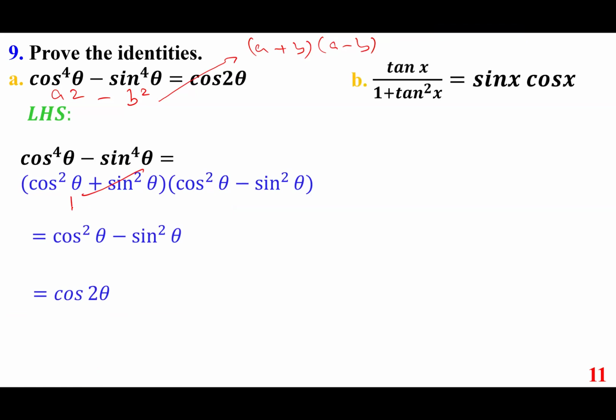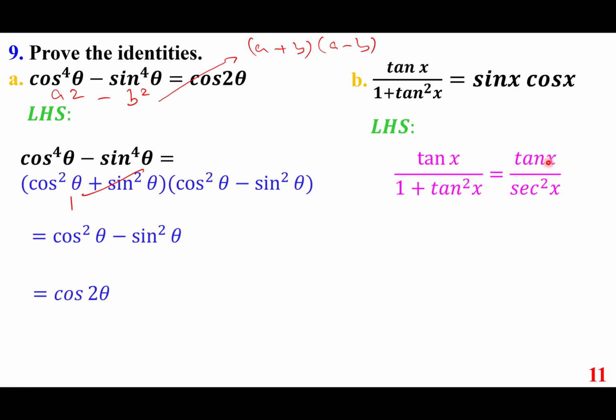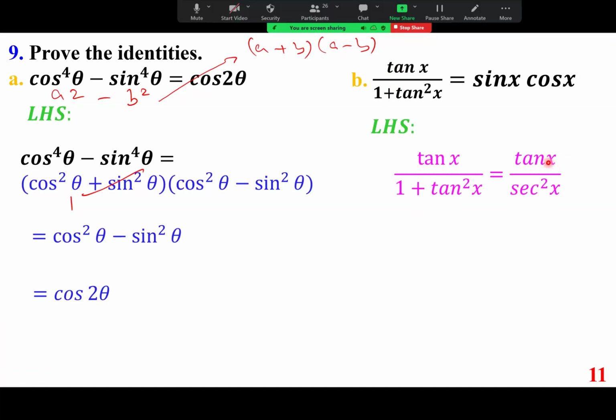What about this one? Again, you can choose any side. The left-hand side seems to be more complicated. Tan x over 1 plus tan squared. So tan x remains, and I hope you recognize 1 plus tan squared as secant squared. So tan x, we know it to be sine over cosine.